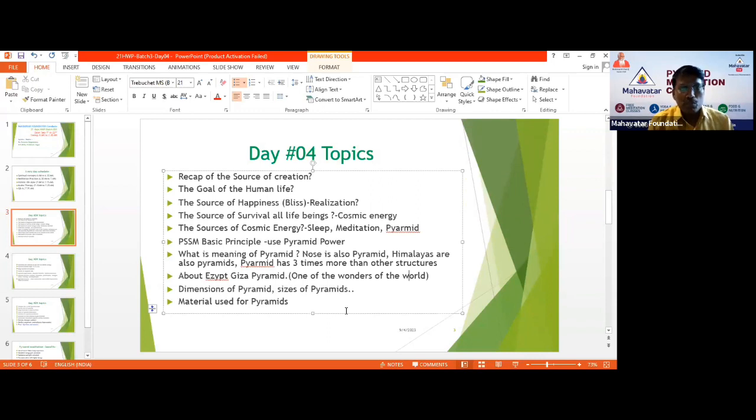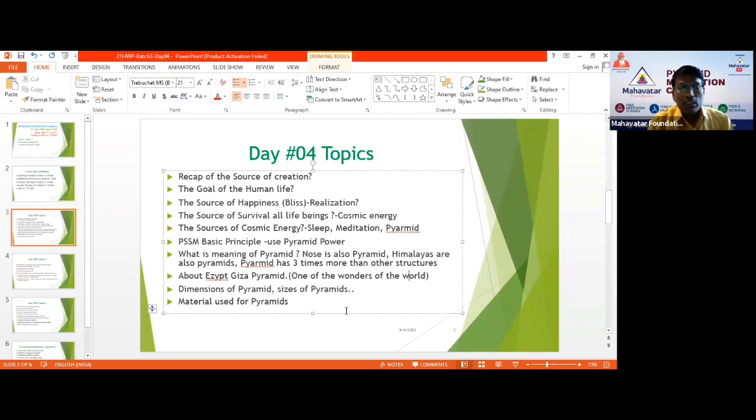Physical scientists have not spent more time on this, but it is a marvelous structure constructed for the purpose of receiving the highest amount of cosmic energy from the cosmos to the earth planet, and to keep the earth planet in an equilibrium state. In order to keep it in an equilibrium state, the Egypt Giza pyramid is constructed.